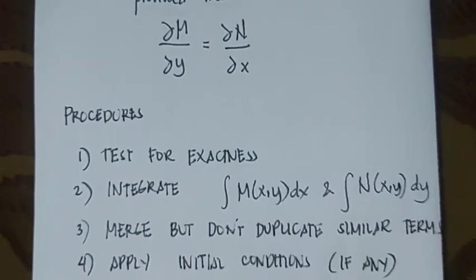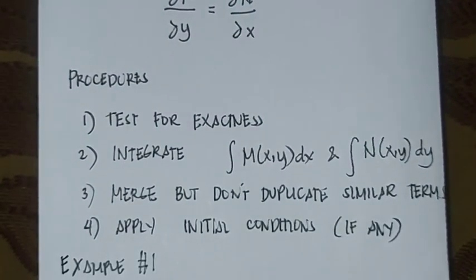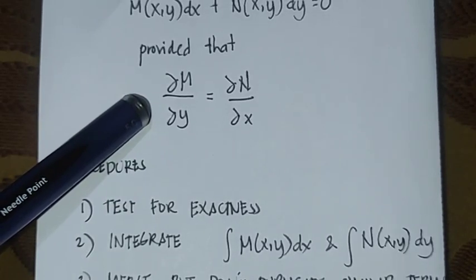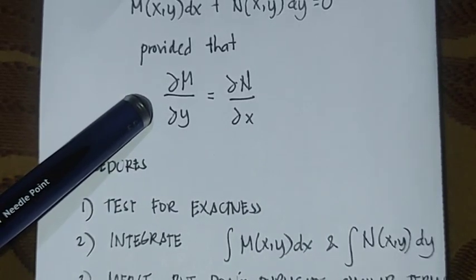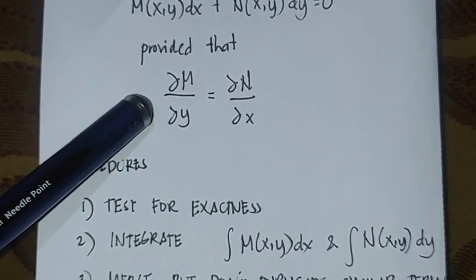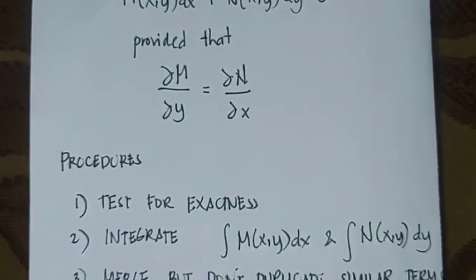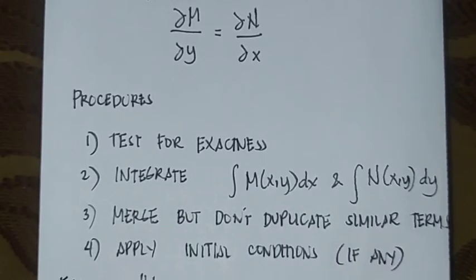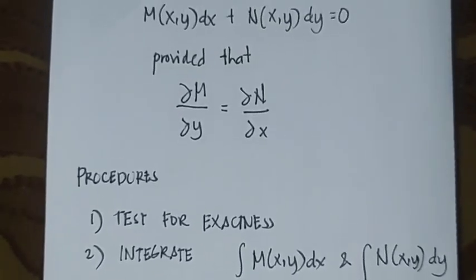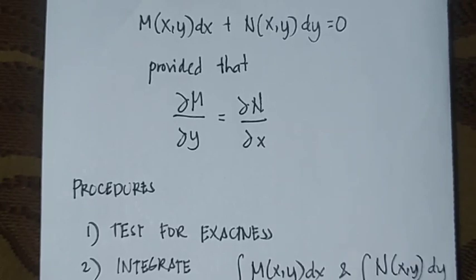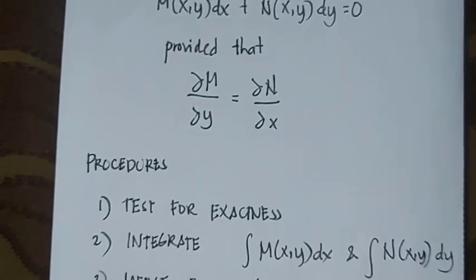So let's go to the procedures. First is test for exactness. So ito nga yun. Makuha mo yung exactness by using the partial of M over partial of y is equal to partial of N over partial of x. Partial yung basa dyan, ha? Then, after mo matest, if that is equal, check mo rin. Siyempre, una mo pala i-check is the standard form. So, kung naka-standard form siya, okay. And then, test for exactness.